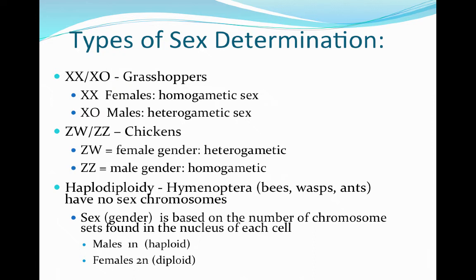And then another type of sex determination that we see is haplodiploidy, and this occurs with bees. So bees, wasps, and ants actually don't have any sex chromosomes. The total number of chromosomes found in the nucleus of each cell will determine what the sex is. So if there's only one copy of all the genetic material, the sex of that bee will be male, and if there's two copies, it will be female.